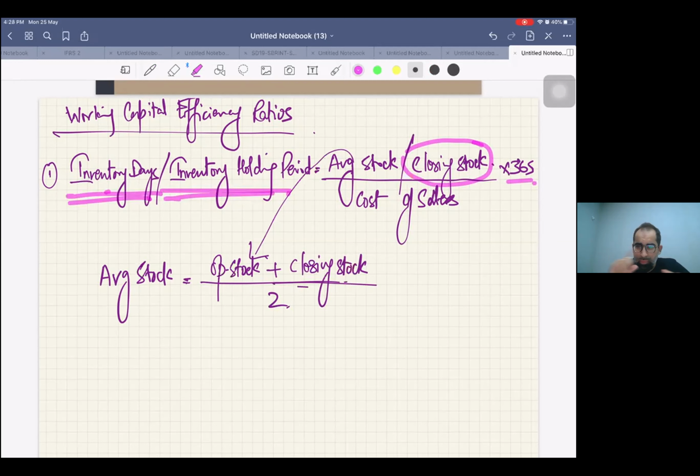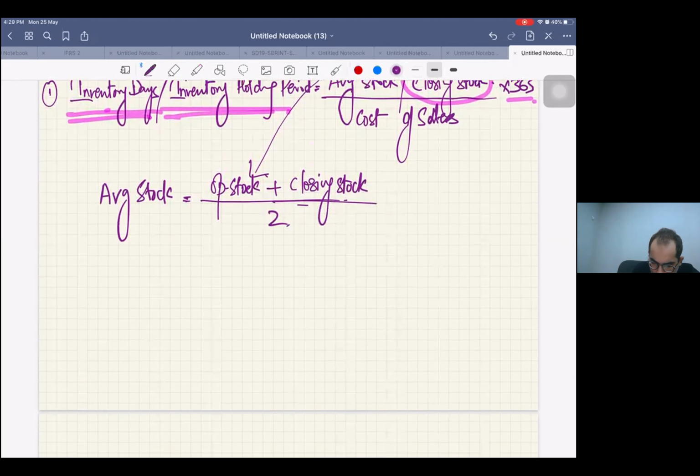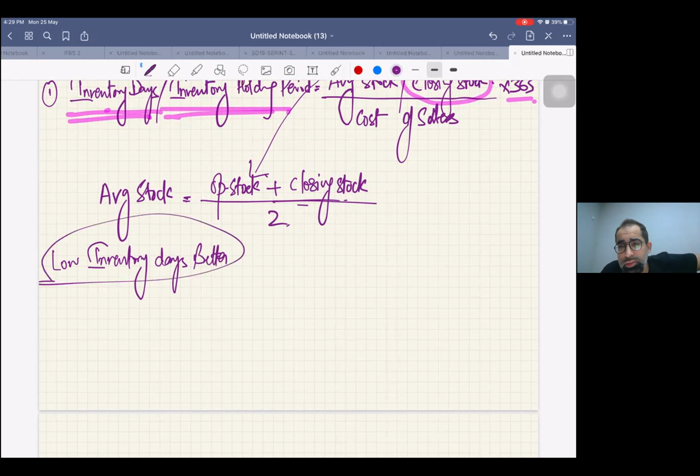Now, the next question is, is it good that we have high inventory days, or we should have low inventory days? The answer is low inventory days is better. Lower is better. Why are low inventory days better? Because if you hold stock for more days, you need to bear holding cost, which is very risky, right? Okay.